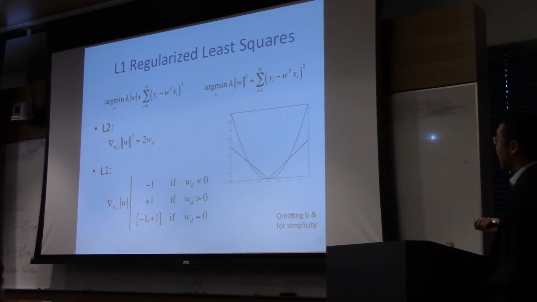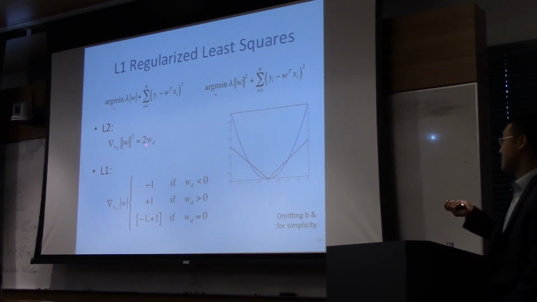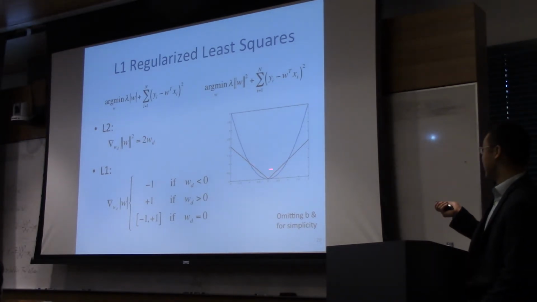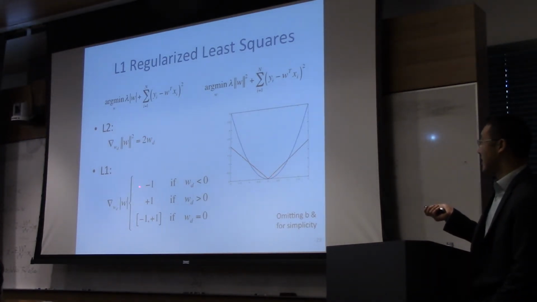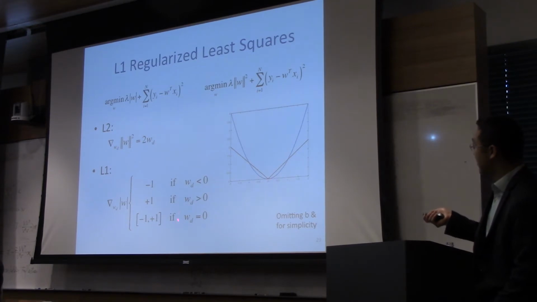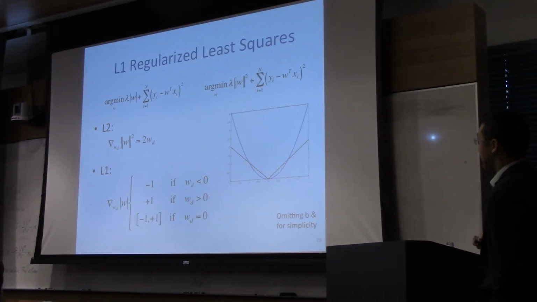So, what does the gradient look like for the penalty term? For L2, it's just twice the weight vector, right? So as the weight vector increases, the gradient magnitude increases. For L1, if it's over here, it's just a constant. If it's over here, it's the same constant with a different sign. And if it's at the origin, it's a continuous range of possible values. They're all valid.